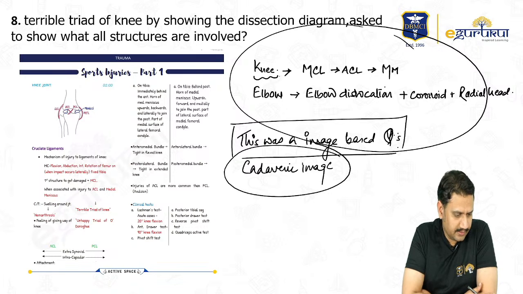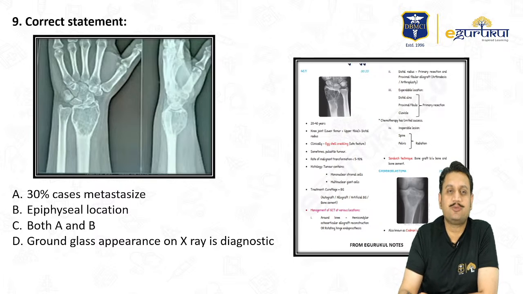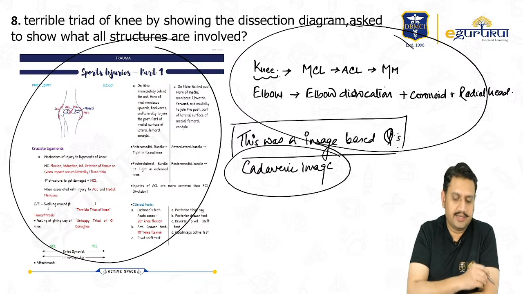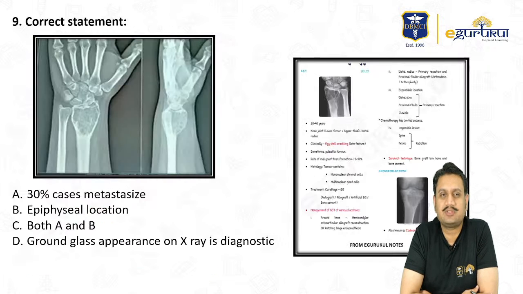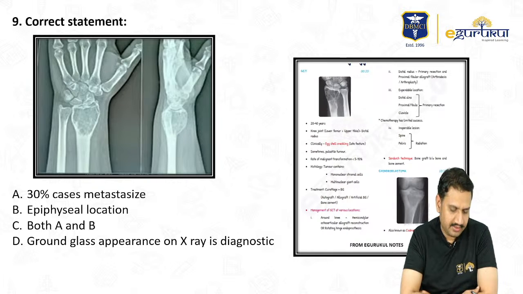So next one. In the evening hours we had a question on giant cell tumors also. This is again the screenshot of the eGurukul. In your classroom also we discussed the basics of the terrible triad of elbow and terrible triad of knee. Next one, number 9.